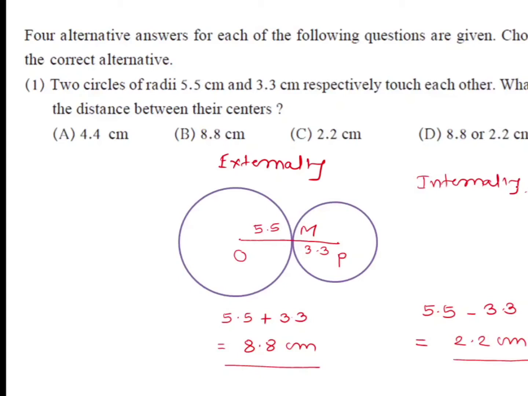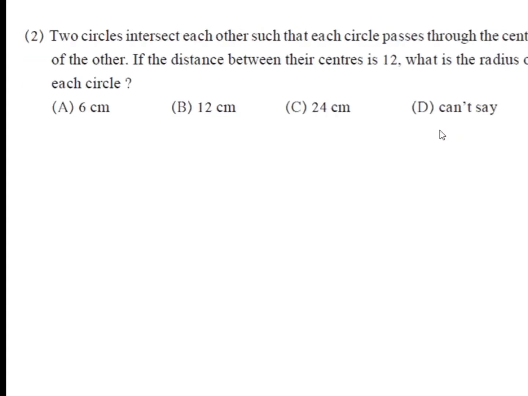At present, we don't know whether they are touching externally or internally, so I have to consider both the conditions. If they are touching externally, then the distance between their centers is 8.8 centimeter, and if the circles are touching internally, then the distance between their centers is 2.2 centimeters. So here for this question we have two answers, 8.8 and 2.2, which is given at option D. So option D is the correct alternative. Let's have the next question.